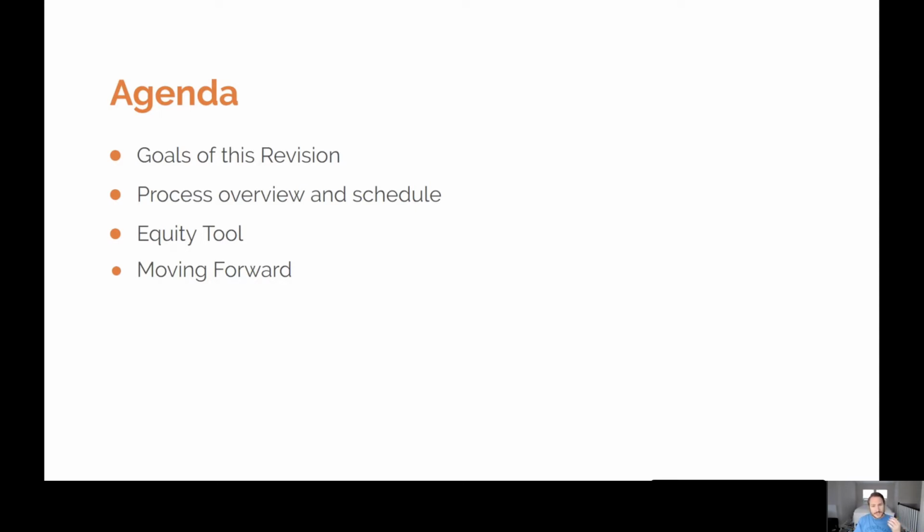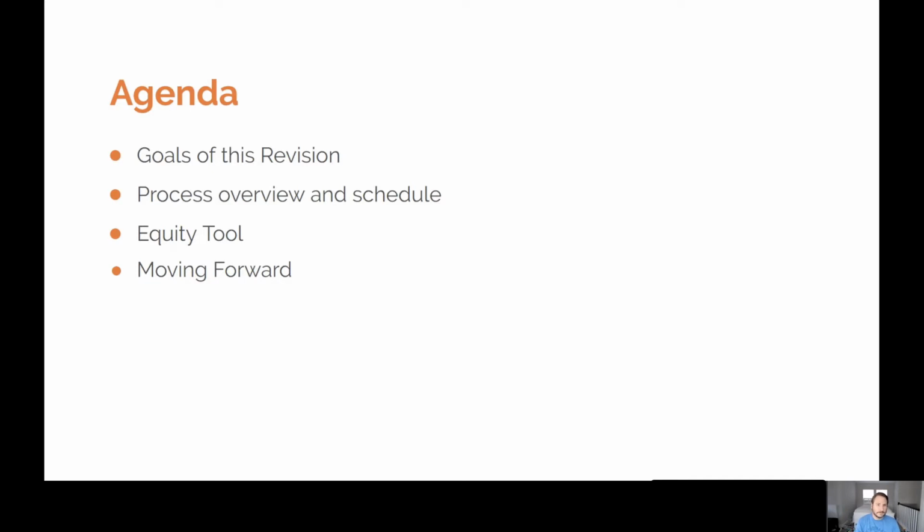Next, we're going to go over the process overview and the schedule, kind of how this whole program and process has been working. Then next, we're going to step through an equity tool. We are bringing racial equity as a lens and a central focal point to the revision of this plan. So we're going to talk through how we're actually doing that. And then finally, we're going to go through next steps and moving forward, where we go from here to finalization of the plan.